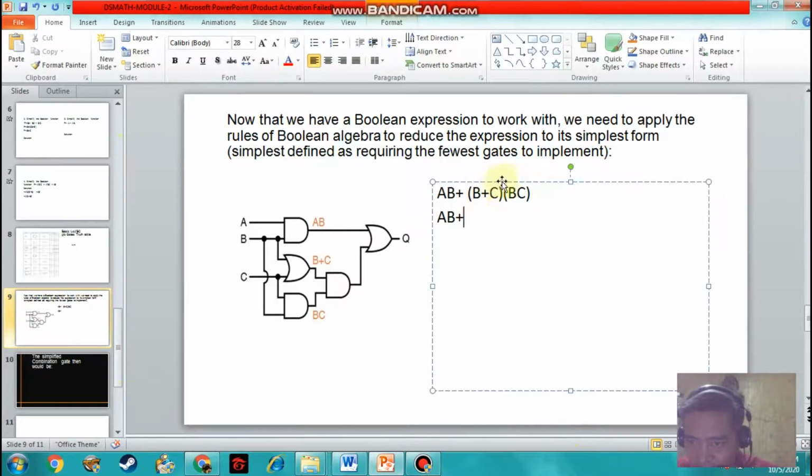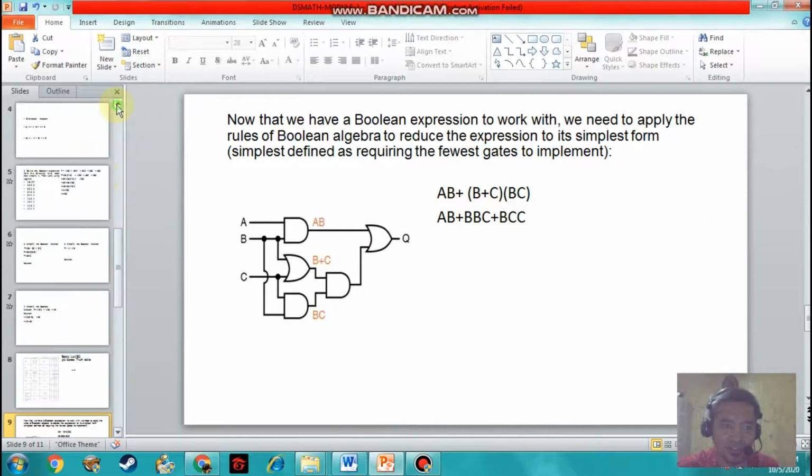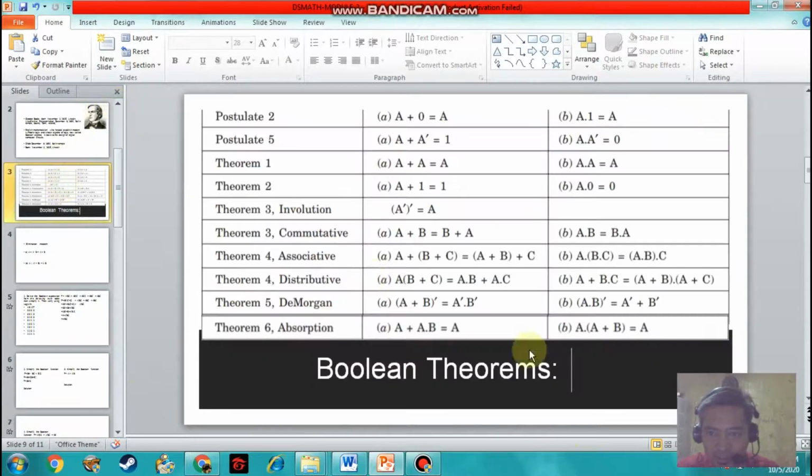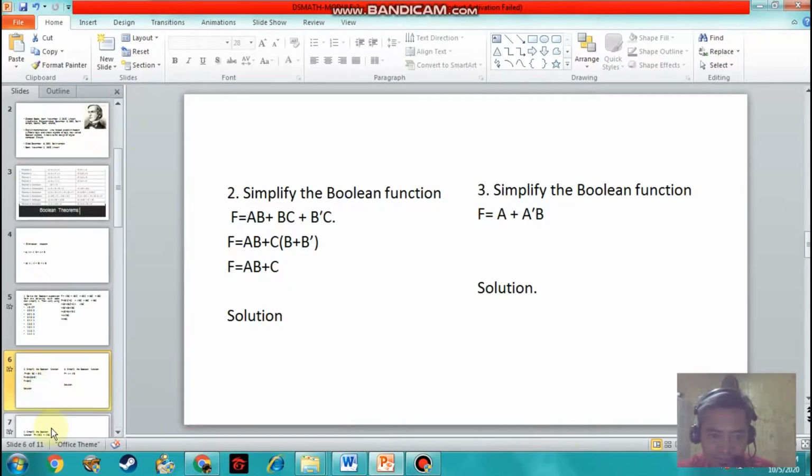So, multiply natin to. B times C. B times C plus BCC. Ayan. So, parang may common. Pag B times B, anong sagot? Pag C times C, anong sagot? Tignan natin yung theorems. Balikan natin yung theorems natin. So, kapag sarili niya multiply, A pa rin, di ba? A times A. So, balik tayo doon.